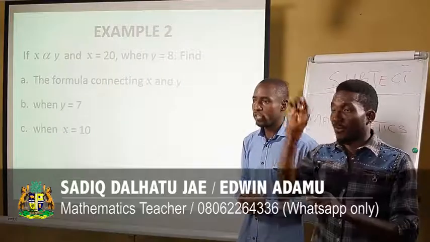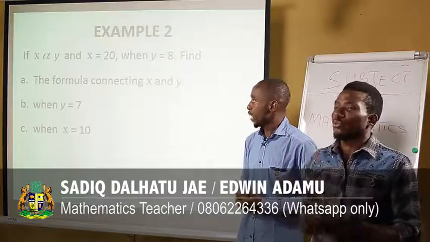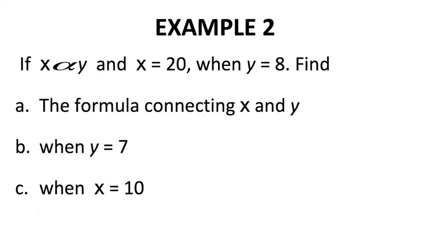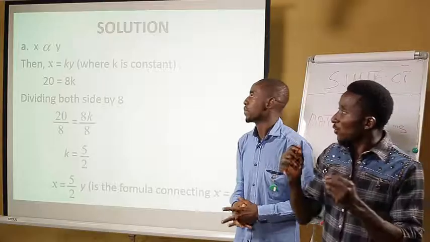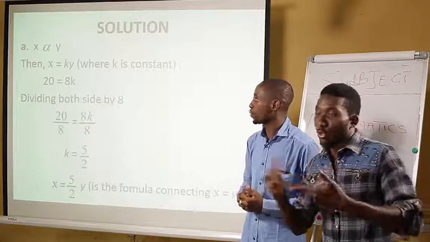Let's see the second example, which is example 2. If x is directly proportional to y and x equals 20 when y equals 8, find A, the formula connecting x and y. B, find x when y equals 7. C, find y when x equals 10. Let's see the solution. A, x is proportional to y from the question.